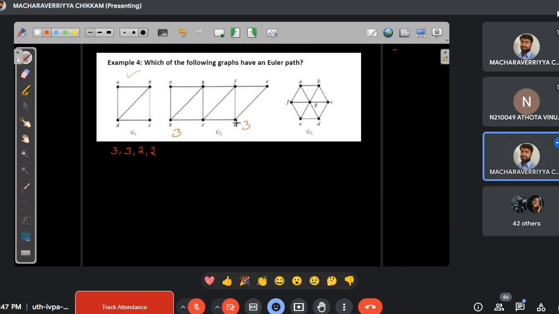And what else do we have? No. So its degree is 2, right? And its degree is 4, and its degree is 4, and its degree is 2, and this degree is 4. So the degree sequence here is 4, 4, 4, 3, 3, 2, 2. So we have two odd degree vertices. Therefore, there is an Euler path in G2. Okay, so it has an Euler path.